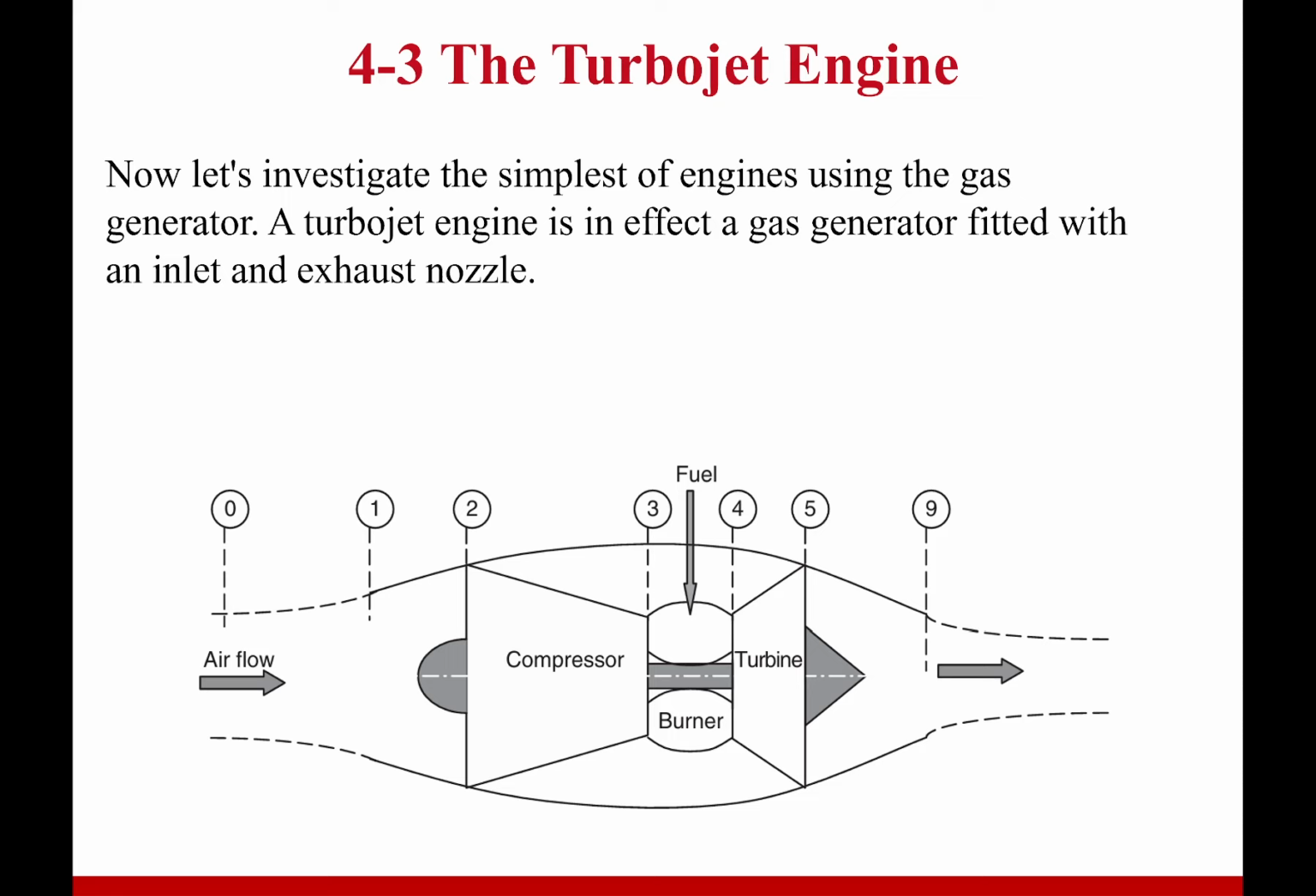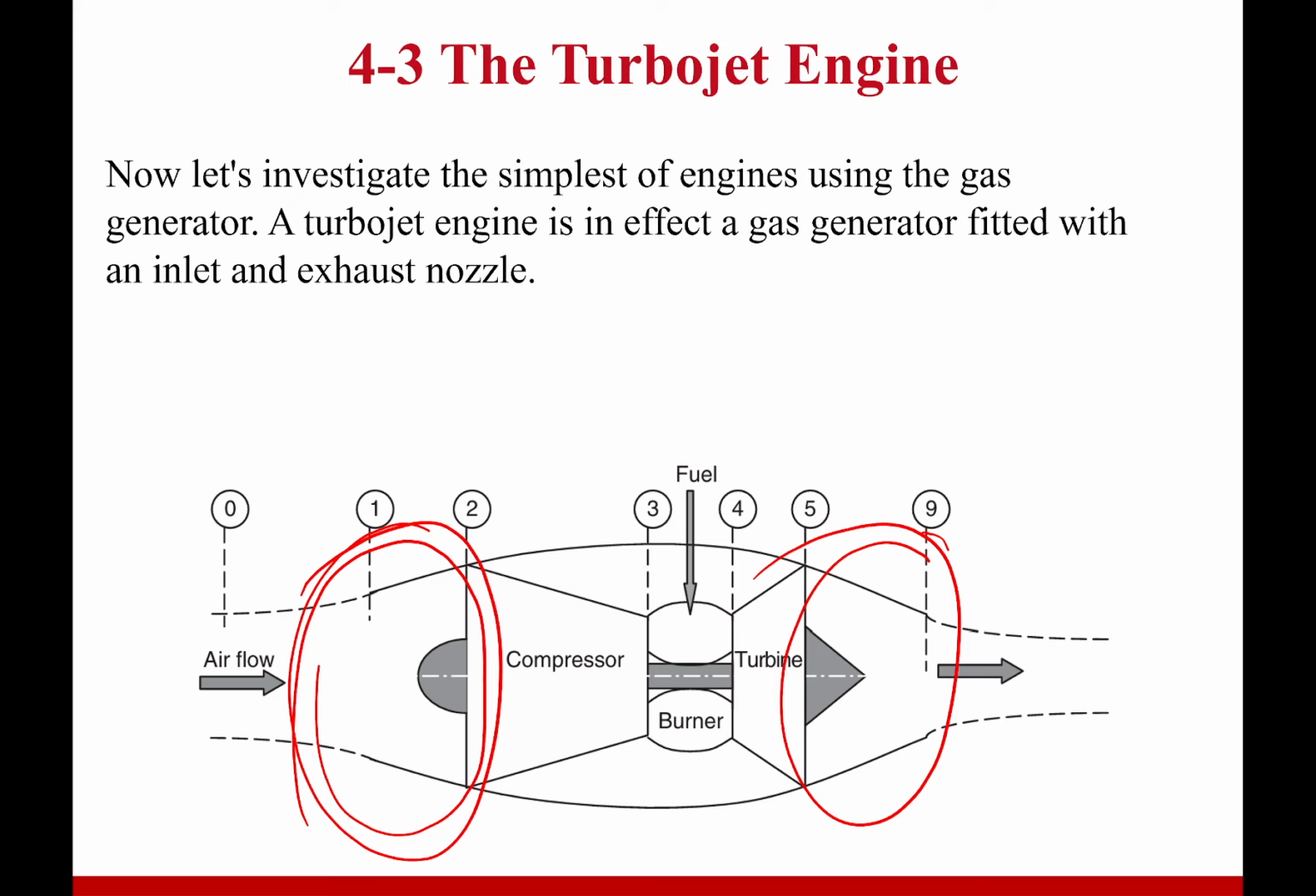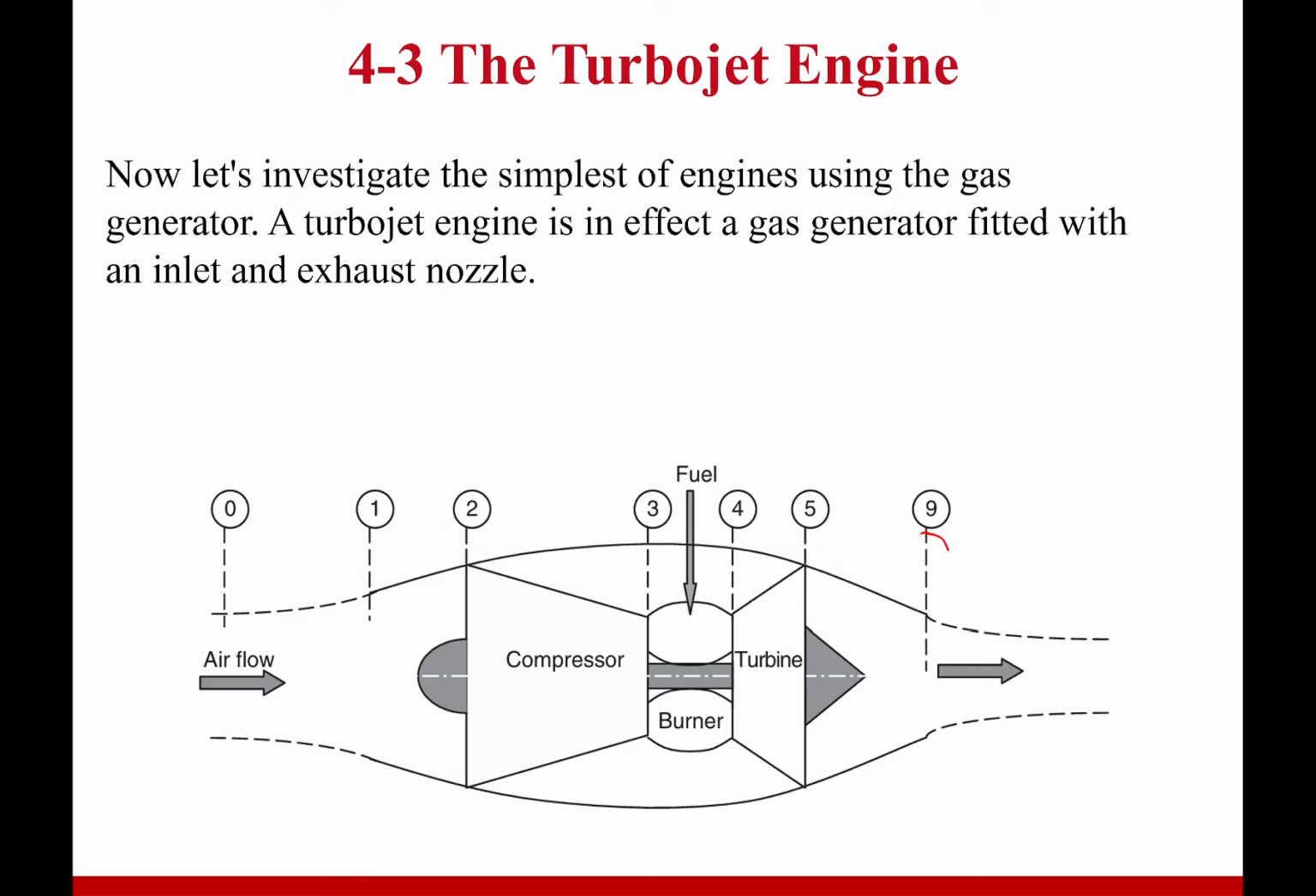Now let's get into our turbojet engine. If you're looking down here, this is just a gas generator, well, it more or less is. All we've got on here is a diffuser and a nozzle. And then we have a very, very basic turbojet engine. We can do other modifications later on to turn it into different types of turbojet engines.